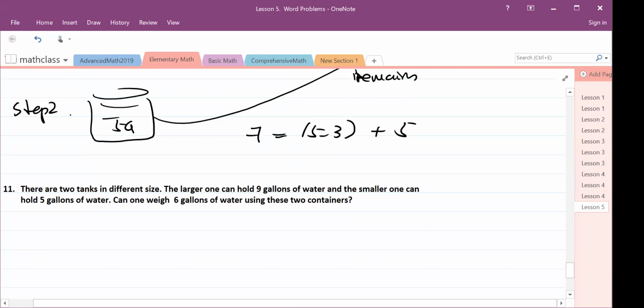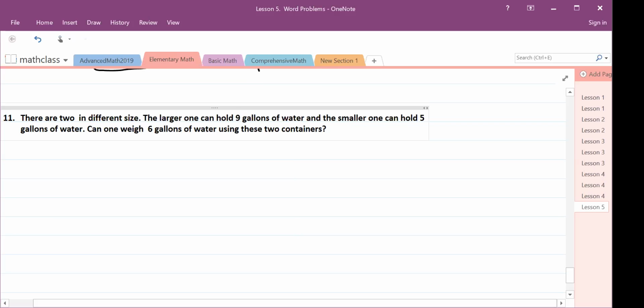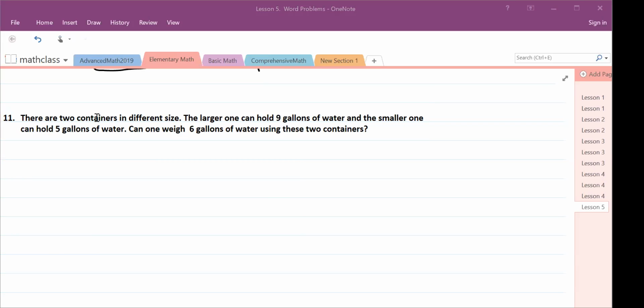All right, so now I'm going to ask you to do the next one. Okay, there are two... All right, so we have 4 or 5 more minutes. So there are 2 containers in a different size. The larger one can hold 9 gallons of water. The smaller one can hold 5 gallons of water. Can one weigh 6 gallons of water using these 2 containers?